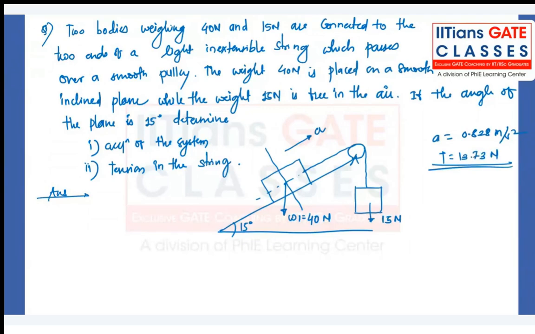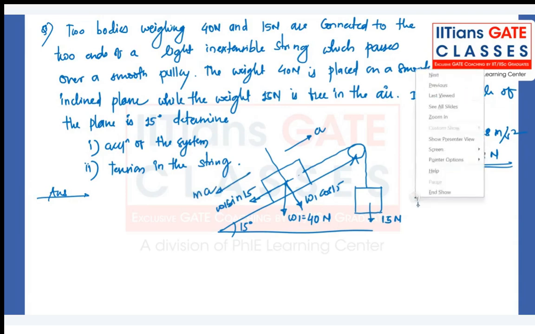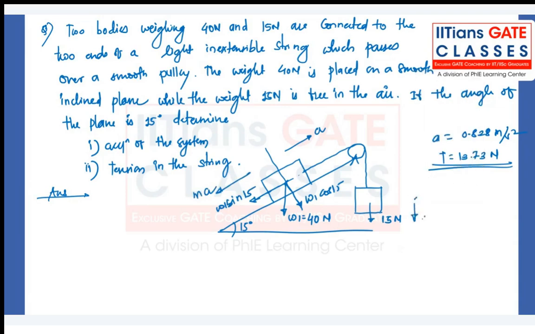So let me help you out in this problem similar to the one we have solved previously. Just the arrangement is different and the components of the forces will be different in this case, nothing else. So this is W1. This is W1 cos 15, and this will be W1 sine 15. Mass times acceleration will be in this direction. Here it is accelerating downward, so acceleration is in the downward direction, and mass times acceleration is in the upward direction.